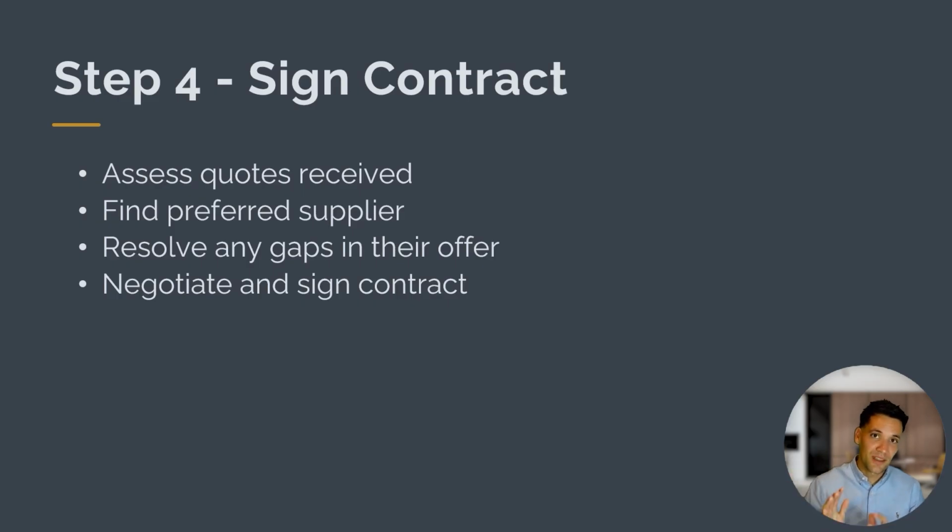And step 4 is we sign a contract. So we need to assess the quotes we've received. We choose a preferred vendor, so our vendor who best maximizes this value for money ratio. We resolve any gaps in their offer, and then we negotiate and sign a contract. So we agree on exactly what they're going to do, the terms and conditions that surround it, and how much they're going to get paid for the work.